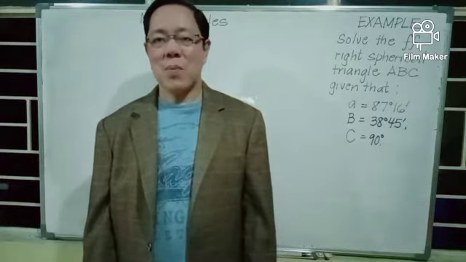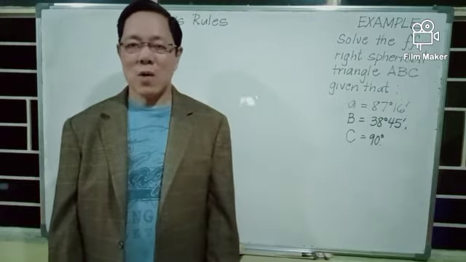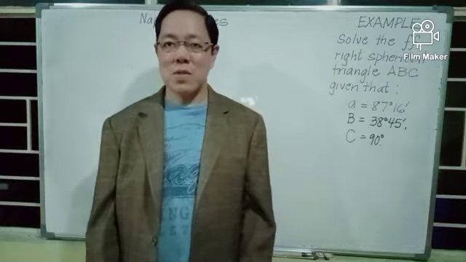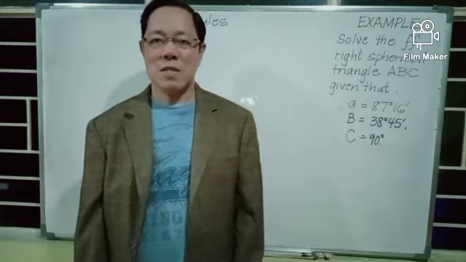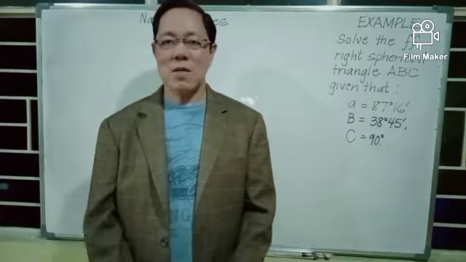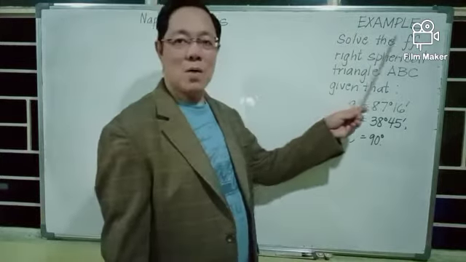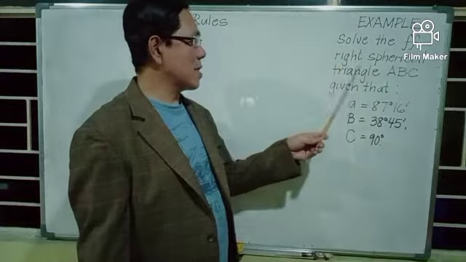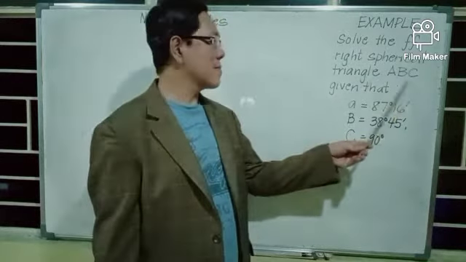We will define oblique spherical triangle, and I will list down the formulas that may be used for solving oblique spherical triangles. For our example 1 for today, consider the following problem. Example, solve the following right spherical triangle ABC.